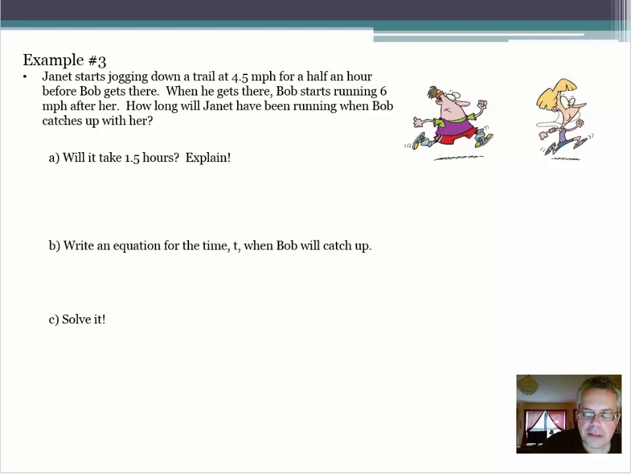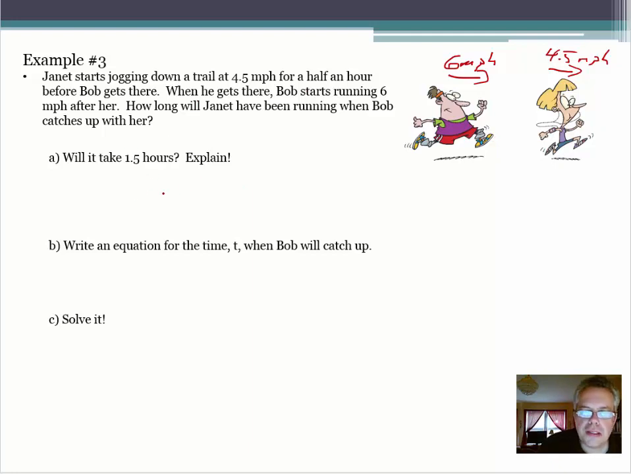So Bob's going 6 miles per hour in the same direction, but he's been running for a half an hour less. And Janet is going 4.5 miles per hour. Seems like he's going to catch her eventually. He's going faster. All right, will it take 1.5 hours? Now, here's the key. They both start at the same place, and when they meet each other, they've gone the same distance. All right, so we have to set their distances equal to each other.